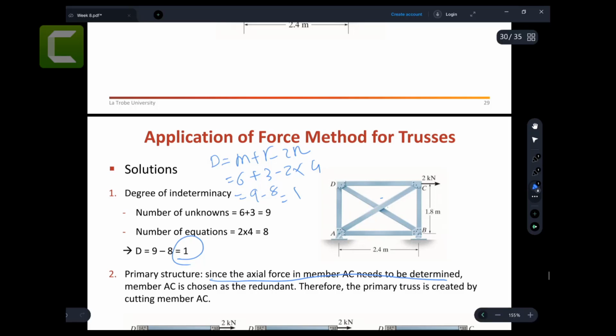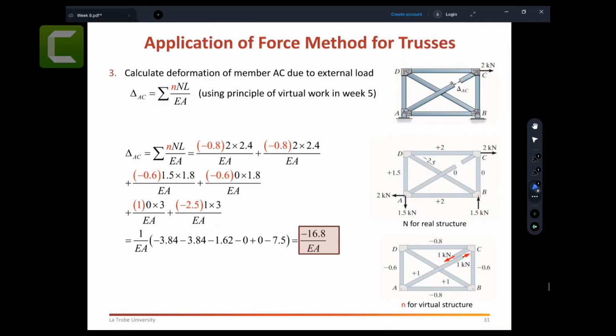So we just say that this member is not there. We just cut it. Why did I choose this one? Because that's the force we want to find. Like in the beam, we make the reaction force redundant. Here in the truss, we make this axial force member redundant. If there are 2 redundants, then you need to remove 2 members, just make a cut there. So let's say I make this cut and make this the primary structure. Now this is the primary structure. By the way, if this member is not there, your primary structure would look like this, and again you need to make it stable.